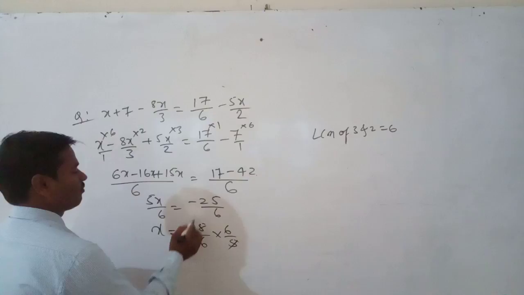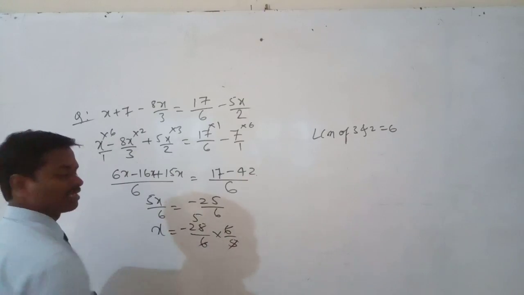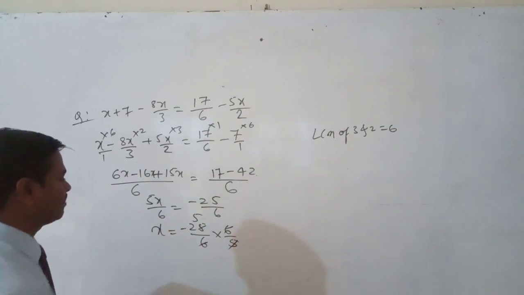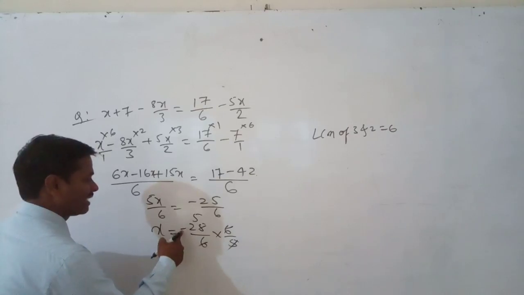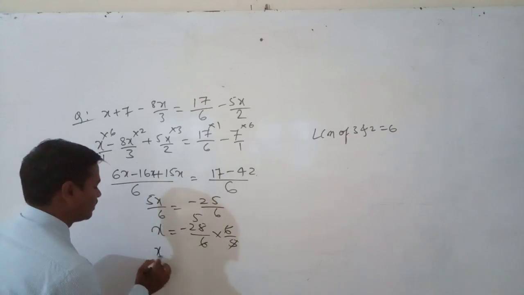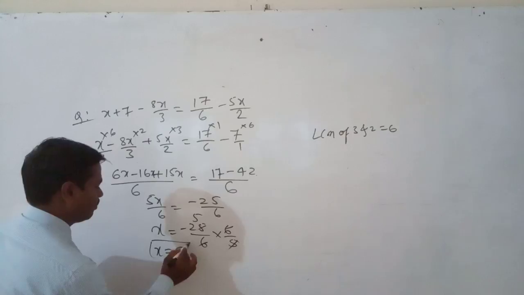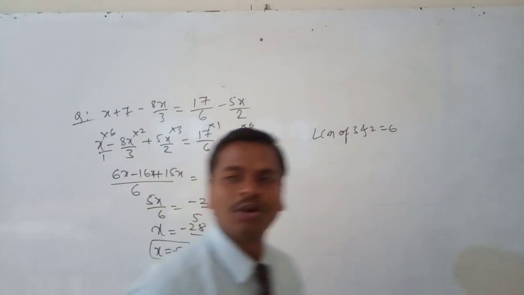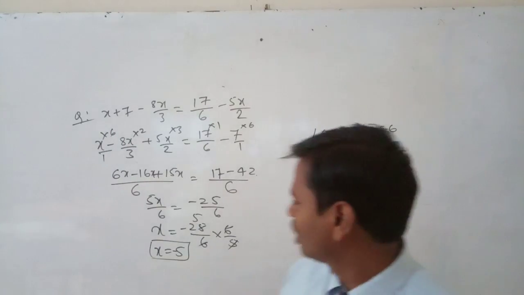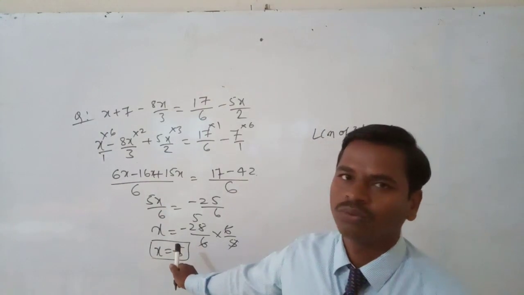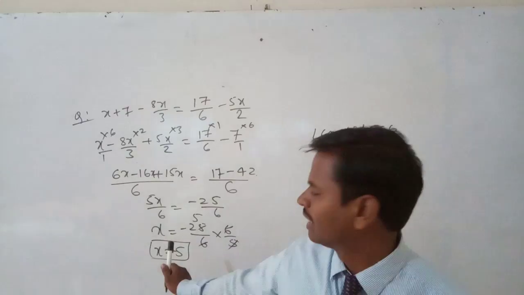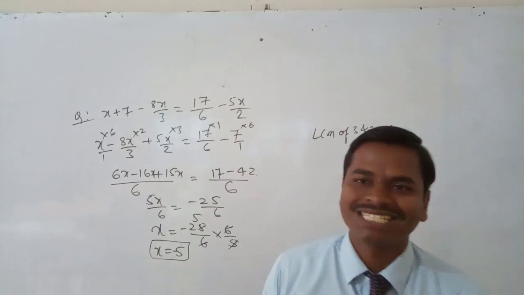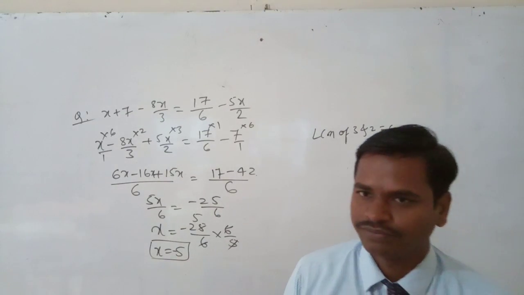5 ones are 5, 5 fives are 25, 6 ones are 6. So what is remaining? x equal to minus... We'll keep minus 1. x equal to 5 here. Minus 5. x equal to minus 5 we are getting because minus 25 is there. We cannot cancel this minus. That's why the answer is x equal to minus 5.